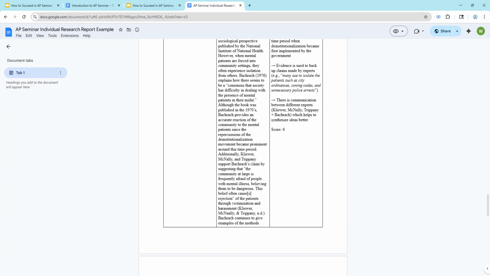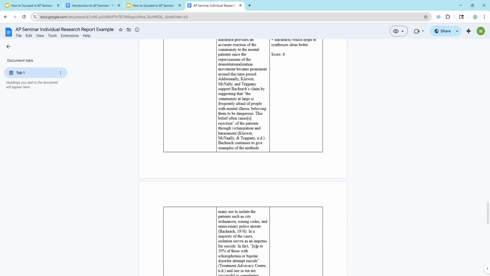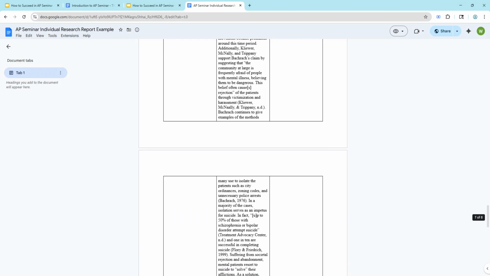Bachrach continues to give examples of the methods many use to isolate the patients, such as city ordinances, zoning codes, and unnecessary police arrest. In a majority of the cases, isolation serves as an impetus for suicide. In fact, up to 50% of those with schizophrenia or bipolar disorder attempt suicide, and 1 in 10 are successful in completing suicide.